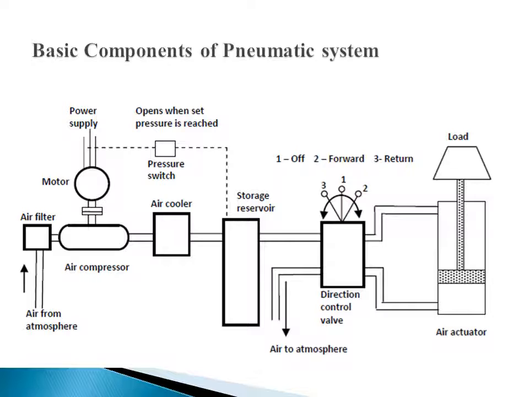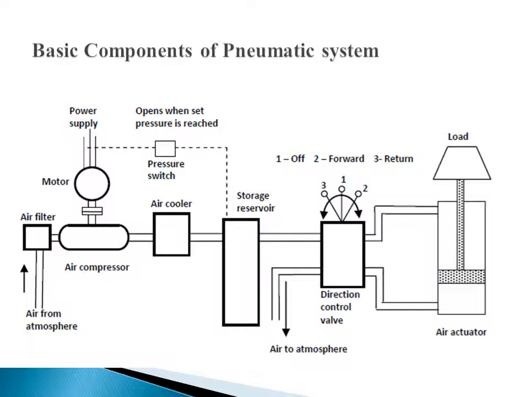Then we can run our system. Similarly, the air actuator can be run with the help of this pressurized gas, and the direction control valve will control the direction, in the forward direction or in the return direction. So at one position it is off, the second is the forward direction, and the third is the return direction, right? This will move to the air actuator, and the air actuator will work under the high pressure of the air, so that you can lift the weight or release the weight.